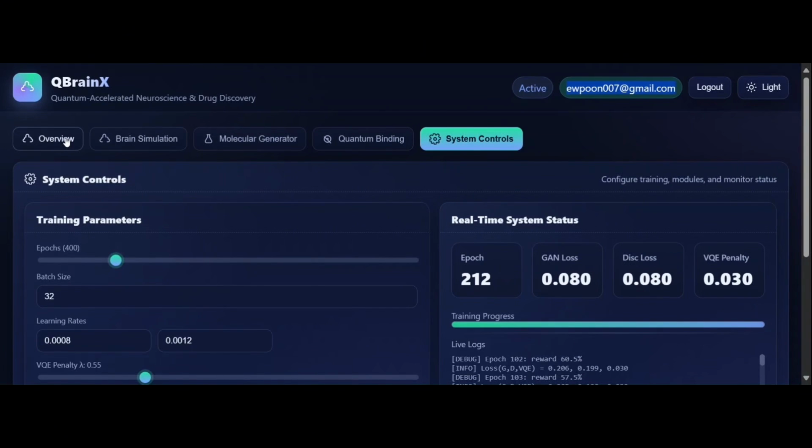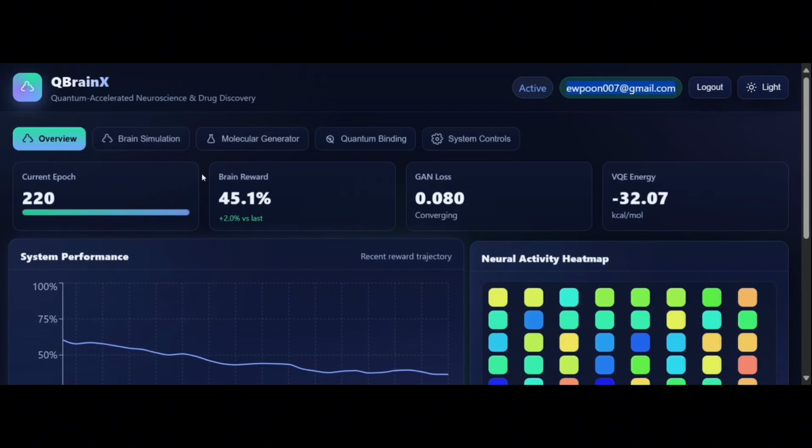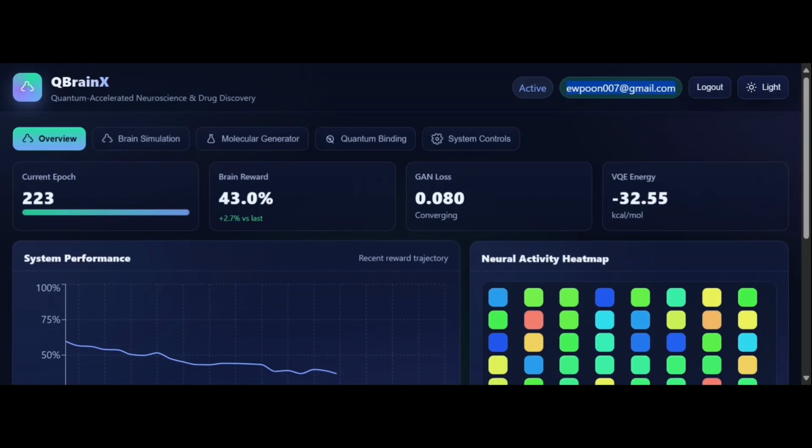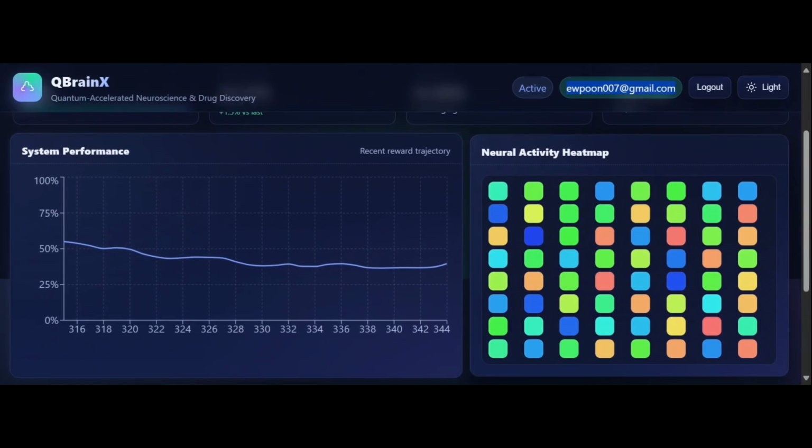So I hope that was a great and comprehensive review of QBrainX and each of the distinct features, from the neural activity map to the specific GAN and the epochs. And thank you for viewing my project.